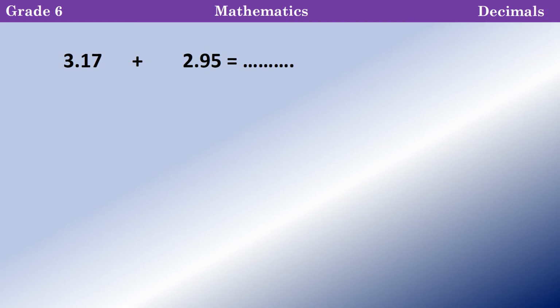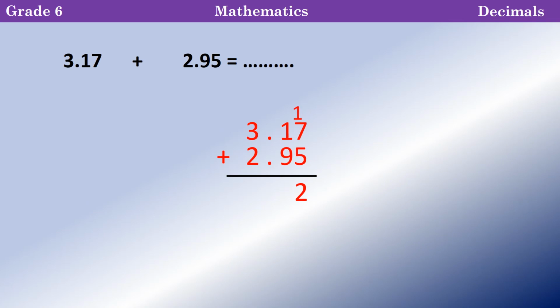Then let's add 3.17 and 2.95. We can write the two numbers in this way. When adding these two numbers, we first add 7 and 5. That means the numbers in the second decimal place. 7 plus 5 is 12. We put 2 and 1 is remaining. We bring that 1 to the first decimal place.